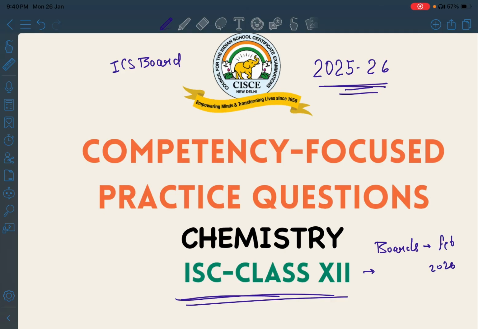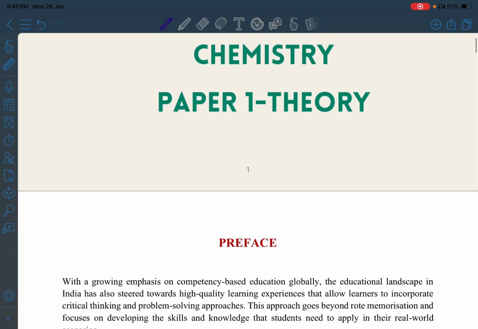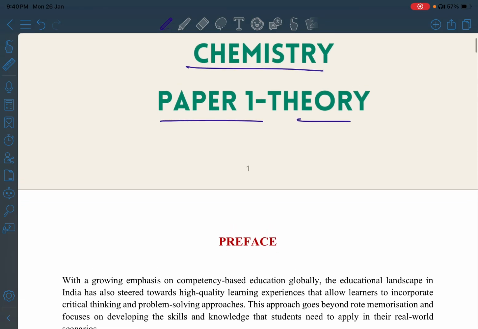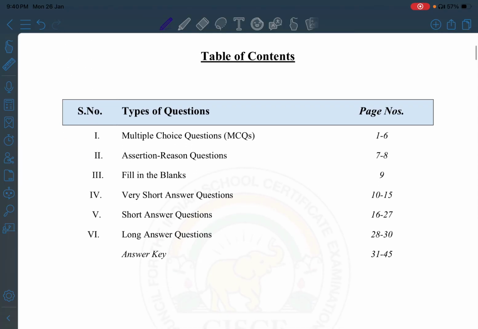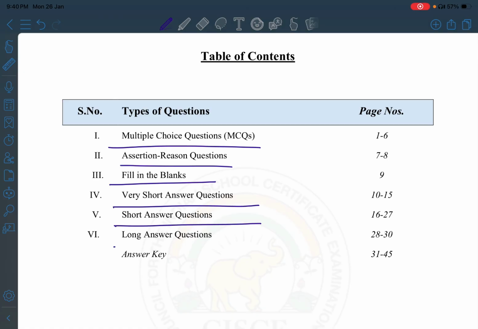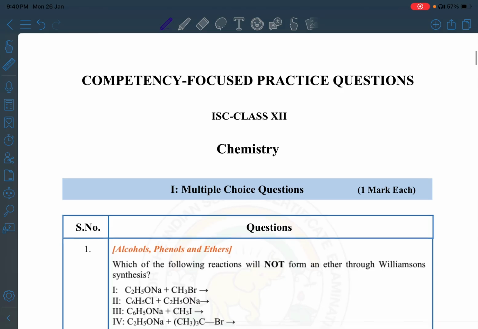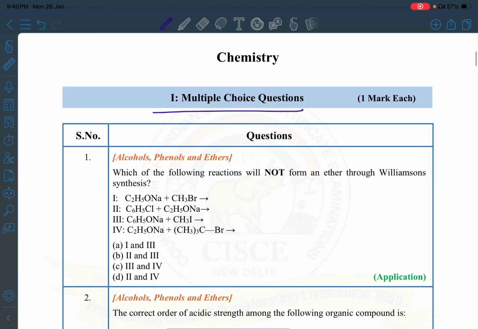There is a chemistry paper one, which is a theory-based paper. The first type of question is multiple choice, then assertion reason, then fill in the blanks, very short and long answer type, and short answer type. So we'll start from the multiple choice questions. I will give you explanations as well.